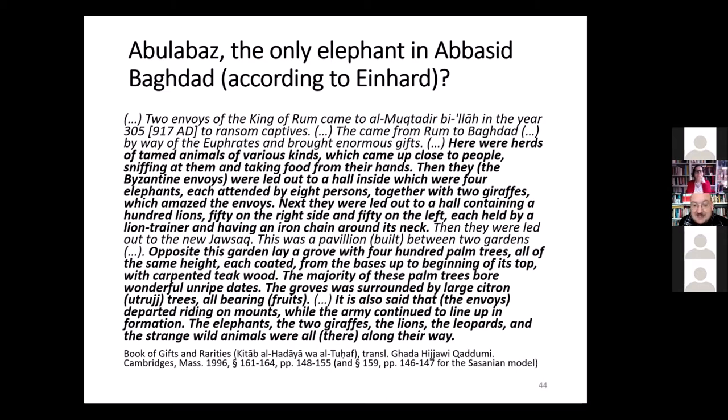envoys. Next, they were led out to a hall containing 100 lions, 50 on the right and 50 on the left. And later also when these delegates left Baghdad, they were led through a line of these animals again when they were leaving the Abbasid capital. They were not only shown animals, but also exotic plants, so palm trees, and also large orange trees. And we will refer to this later.